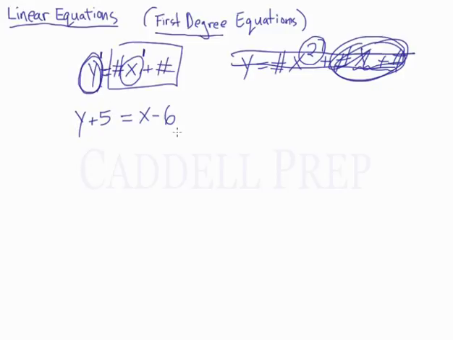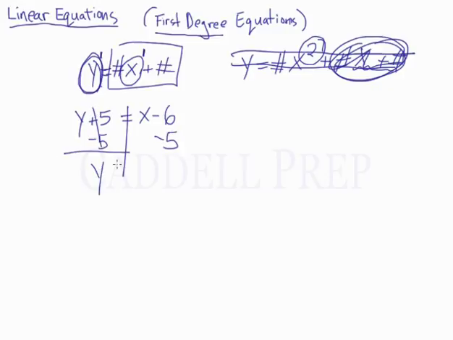Okay, don't worry about the fact that there's an x over here. This is just a number minus another number. Doesn't matter. The only thing we're going to focus on is this y. So we want to get the y isolated. So this is y plus 5. So to get rid of the plus 5, you have to subtract 5 from both sides.